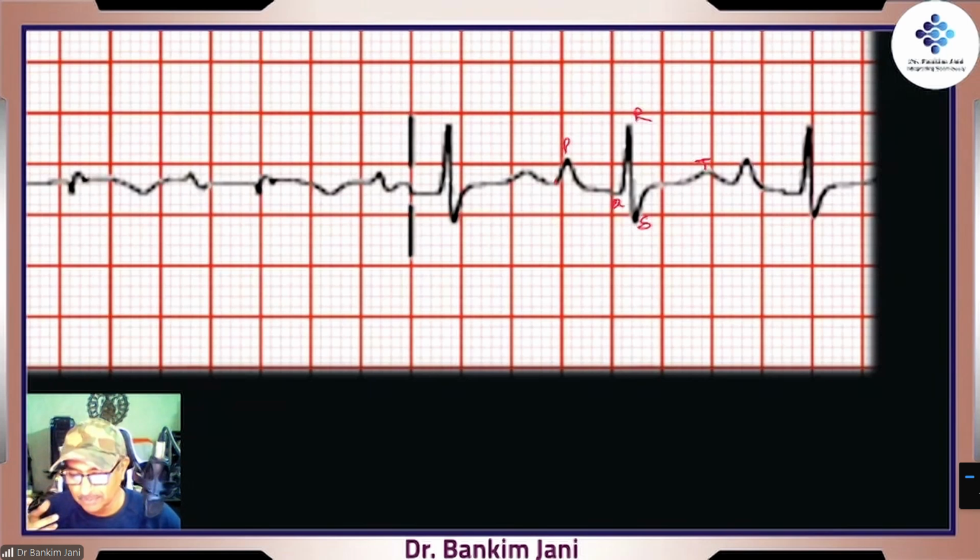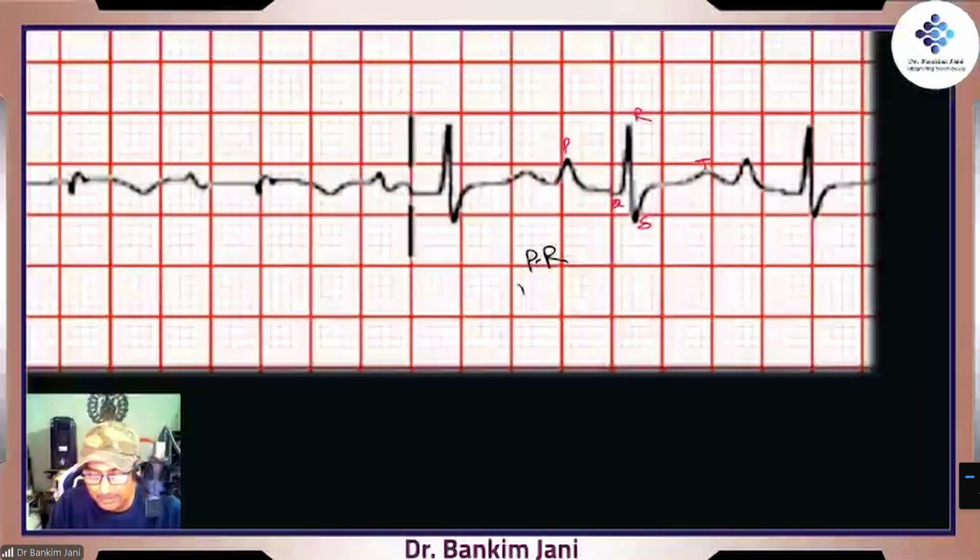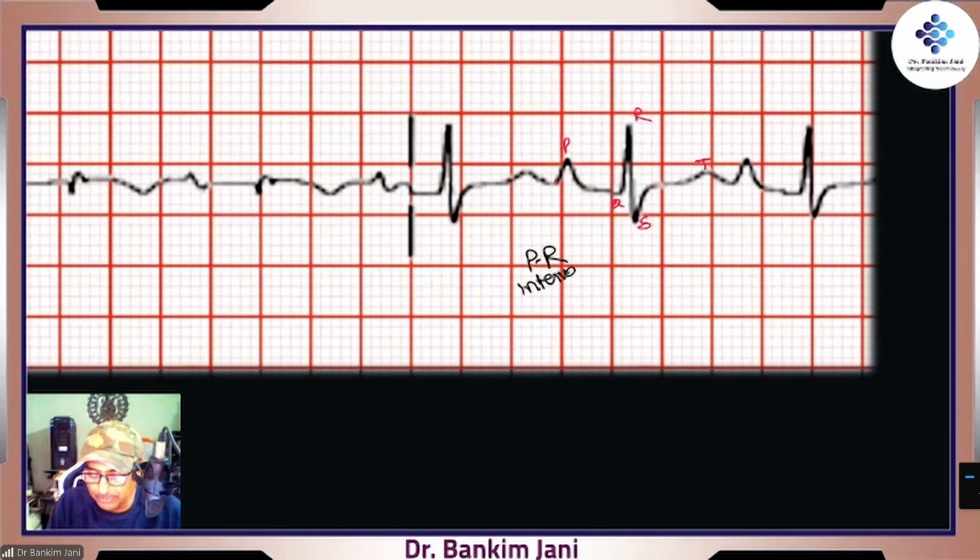88 was the heart rate. Must be. Heart rate 80. Okay, so that is fine. Now tell me the PR interval. Tell me the PR interval. Heart rate everyone has calculated correctly. 250 for heart rate. My friend, 250 is the heart rate.